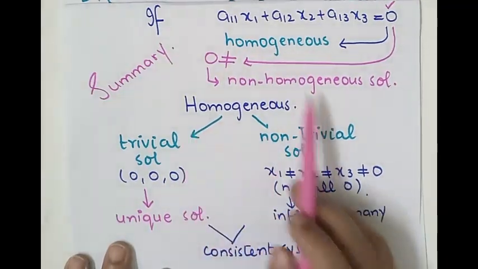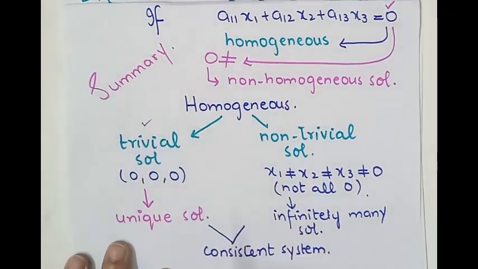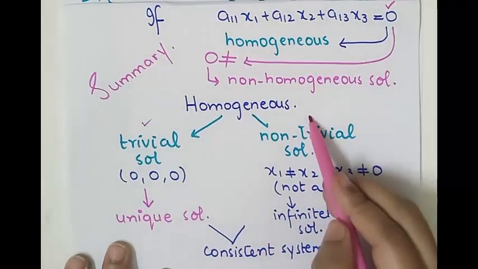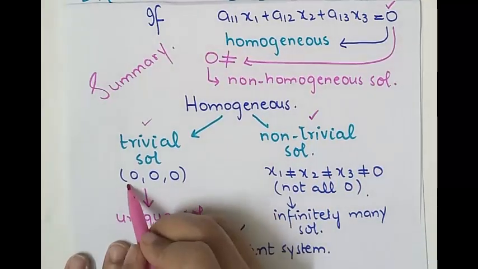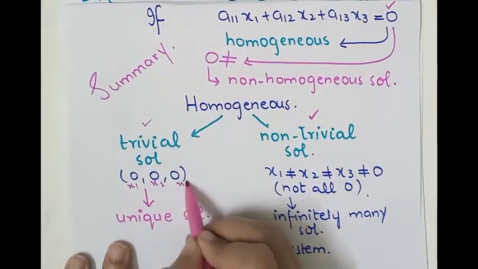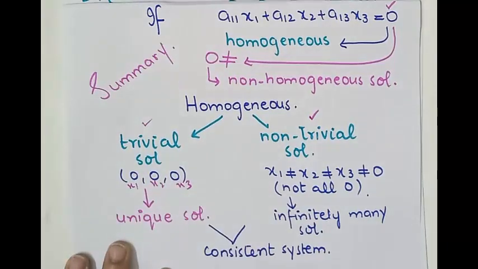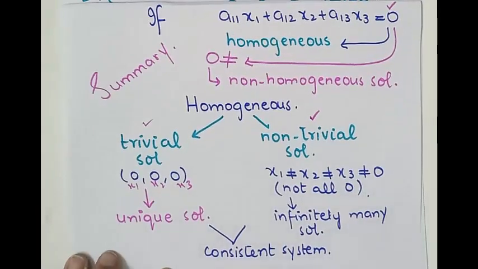So if we have a homogeneous equation, its solution will be either trivial or non-trivial. If we have a trivial solution, all of x1, x2, x3 or any variable will be equal to 0. But for a non-trivial solution, not all of these variables will be 0. It means not all of them will be equal. At least one of them should be different from 0.